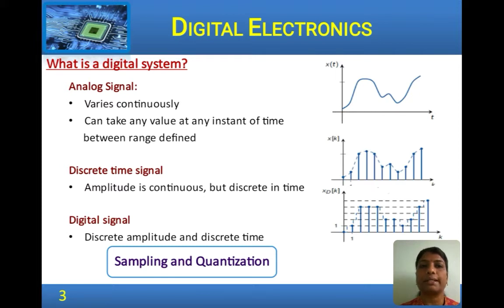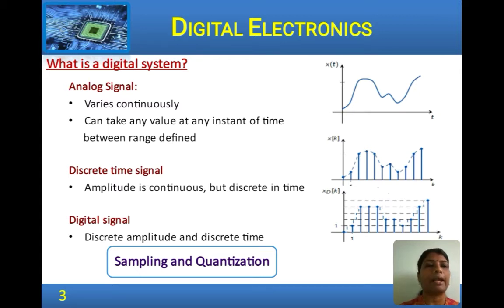Now, if we want to discretize the amplitude also, have discrete amplitude, that could be done by quantization. That is, quantization levels are fixed in the amplitude for this given range of values that can be taken up, and only the specific quantized levels or values at an instant are noted. So, now the signal is discretized in amplitude also. So, by sampling we can discretize a signal in the time domain, and by quantization we can discretize it in the amplitude domain. So, discrete amplitude and discrete time signal is called a digital signal.